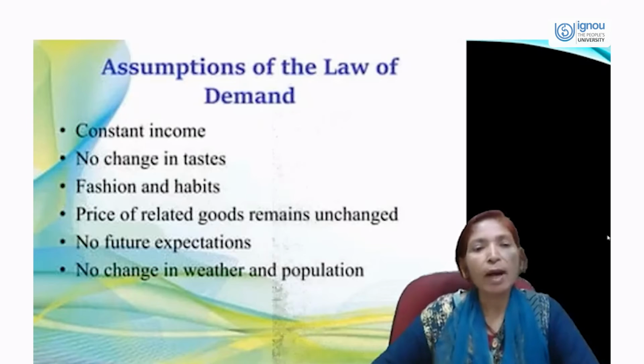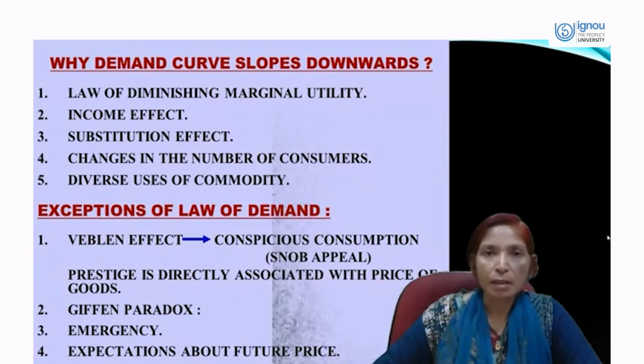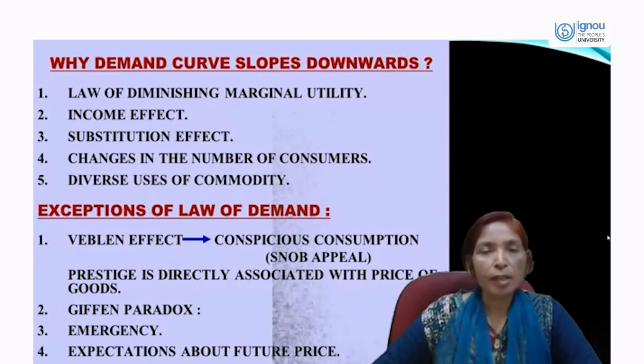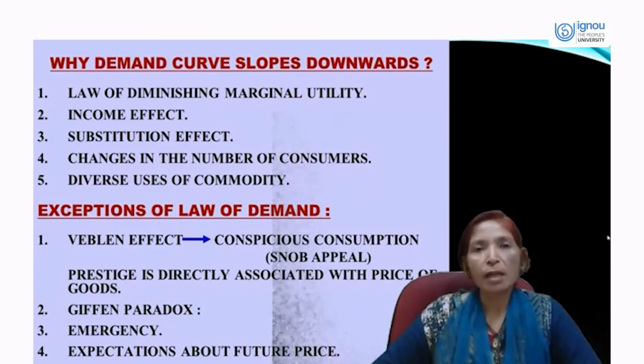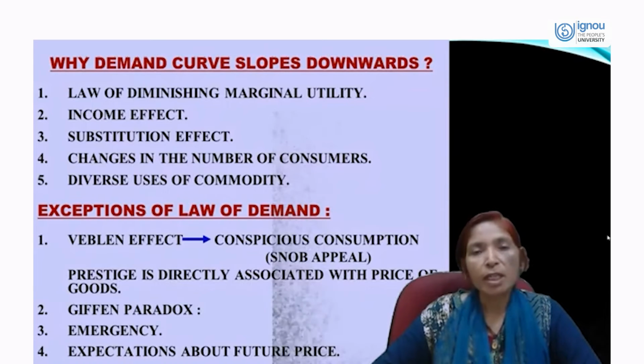Now next is why the demand curve slopes downward. What are the reasons behind this? There are many reasons for the downward sloping demand curve. Number one is the law of diminishing marginal utility. This law is also propounded by Marshall. According to Marshall, if a consumer is consuming a single commodity continuously without any break, then as he increases the number of units of the commodity, the satisfaction which he derives from that commodity will start falling.